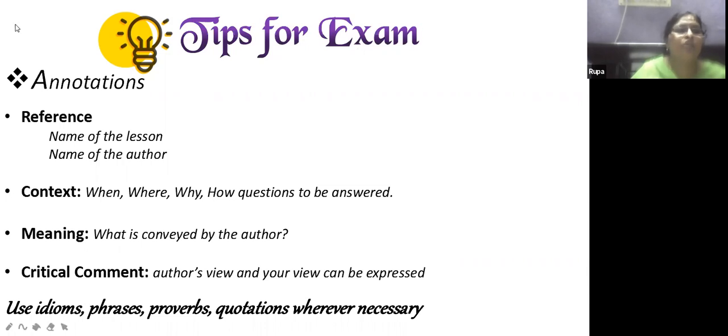Next, you are going to write the side heading as meaning. What are you going to write in this meaning, children? You are going to write what is being conveyed by the author in those lines, what the author wants to say in those lines that are given for annotation. This you are going to write purely from the author's point of view.